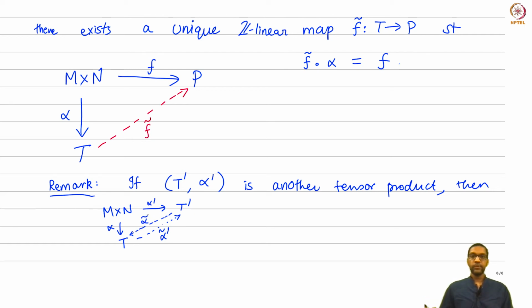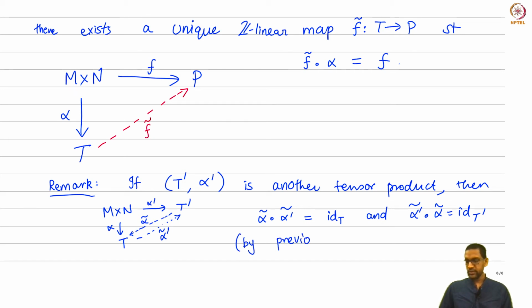These were the same arguments which we gave for the case of Z modules, and one can show that their compositions are identities. Alpha tilde composition alpha prime tilde, just the same as alpha prime alpha, is the identity on T, by the same arguments as before, by previous arguments.